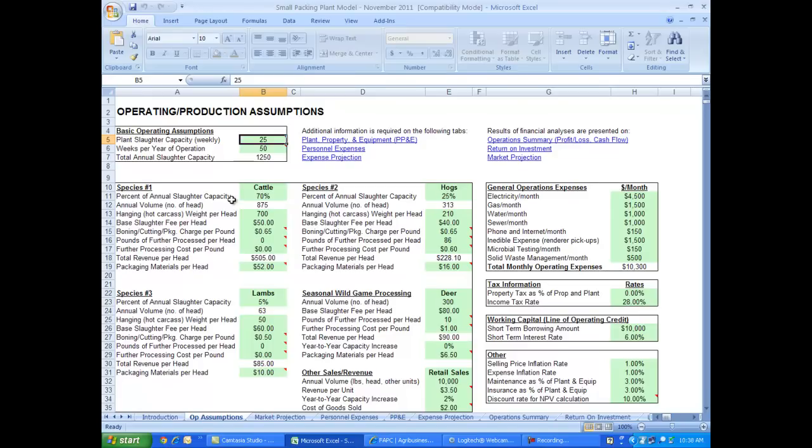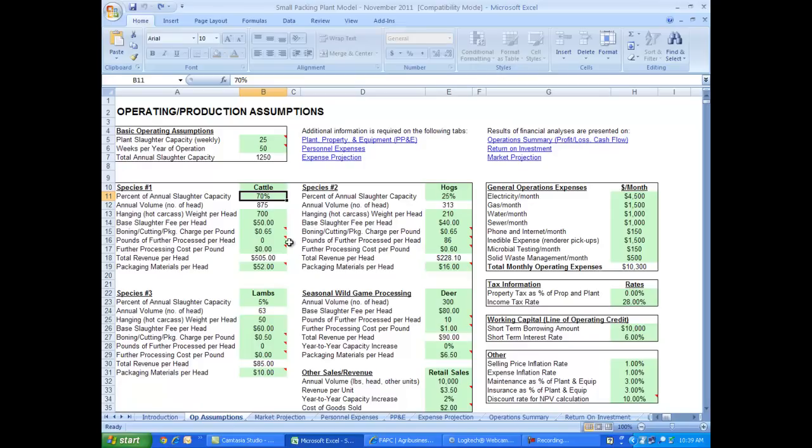We have a very base case scenario developed here where we have 3 species being slaughtered: cattle, hogs, and lambs. And each one is given a percentage of annual slaughter capacity. Now, if you try to exceed annual slaughter capacity, a message pops up showing that it can't be done. That goes beyond what the plant's supposed to do.